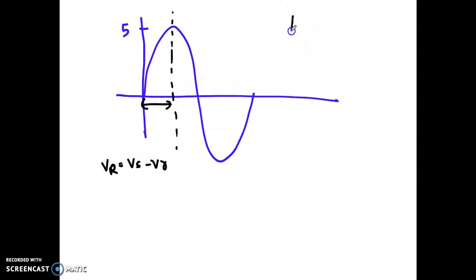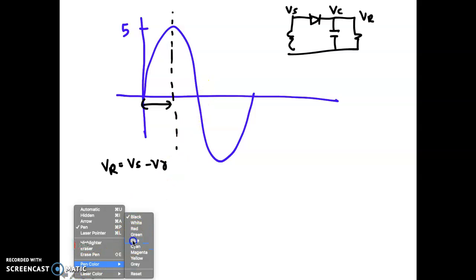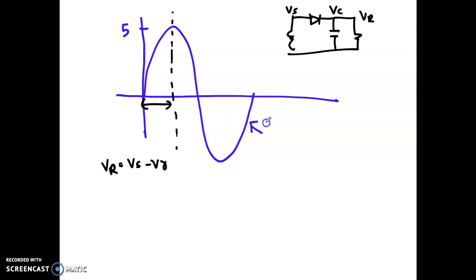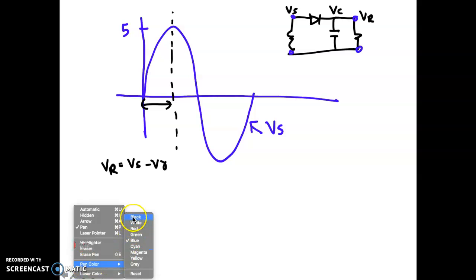Means if we draw back the circuit, here is your capacitor, here is your load, here is your VR, here is your VC, here is your Vs. Okay, the blue one here is your Vs, the voltage at your input. Now we want to see what will be the voltage at the output. So I will draw the output in black color.